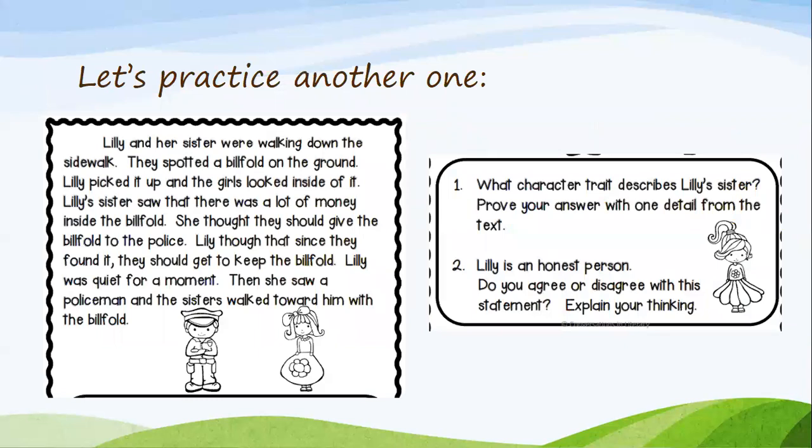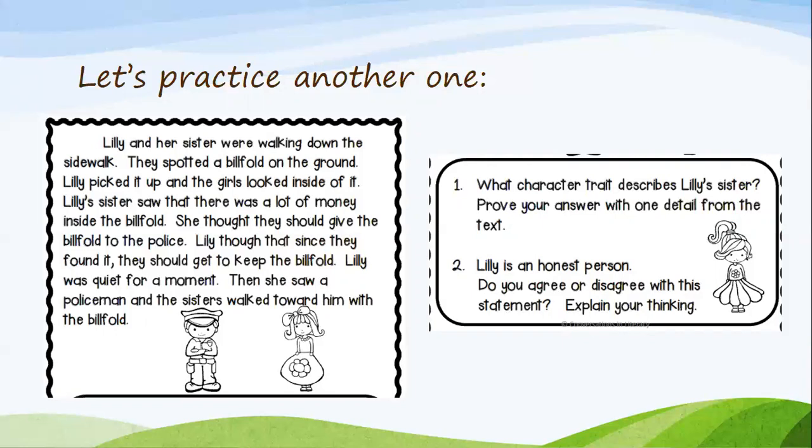So let's practice another one. So let's take a look at this passage. Lily and her sister were walking down the sidewalk. They spotted a billfold on the ground. A billfold is another word for wallet. Lily picked it up and the girls looked inside of it. Lily's sister saw that there was a lot of money inside the billfold. She thought they should give the billfold to the police. Lily thought that since they found it, they should get to keep the billfold. Lily was quiet for a moment. Then she saw a policeman and the sisters walked toward him with the billfold.